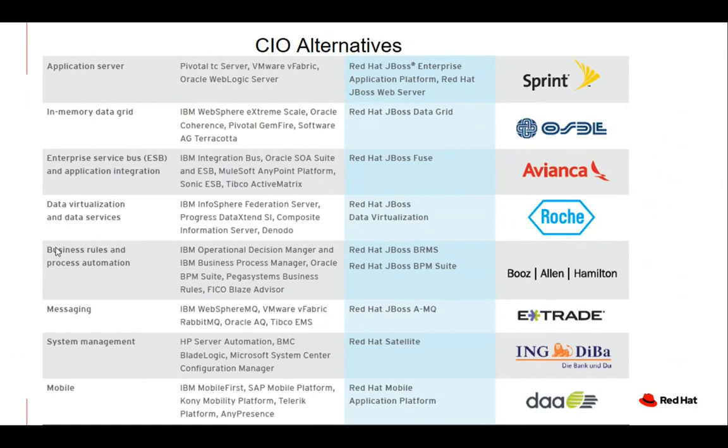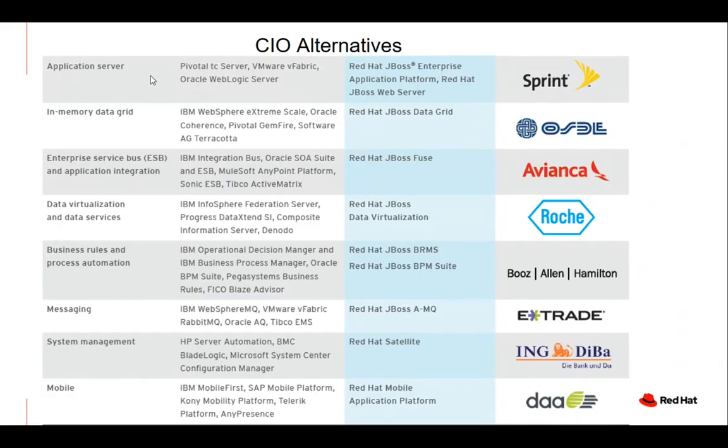Some of the things that I would like to show are the CIO alternatives here. If you are talking to a customer, what are your alternatives? If the customer is looking for any alternative, something very interesting is this comparison you can pitch to your customers. For application server, if the customer is already using, for example, Pivotal or VMware vFabric, or Oracle WebLogic Server, the answer to all of these in Red Hat is Red Hat JBoss Enterprise Application Platform and JBoss Web Server.